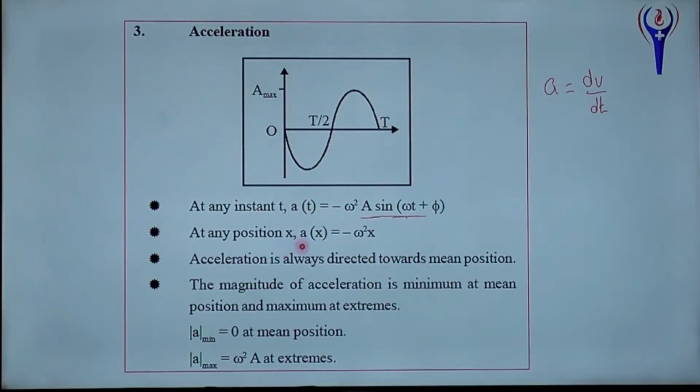At any position x, a of x equal to minus omega square x. And acceleration is always directed towards the mean position. At mean position, a minimum equal to 0, and at extreme position, it is omega square a, maximum value. So this is the formula for this, and this also follows sine wave.